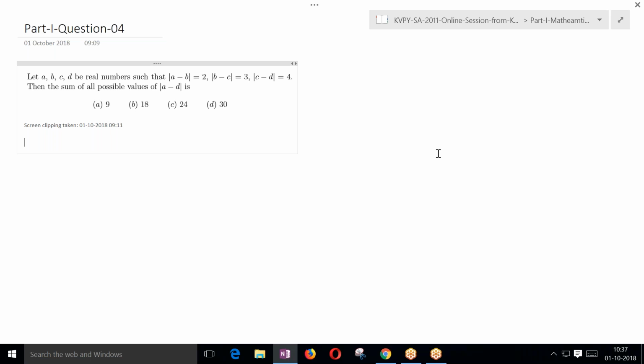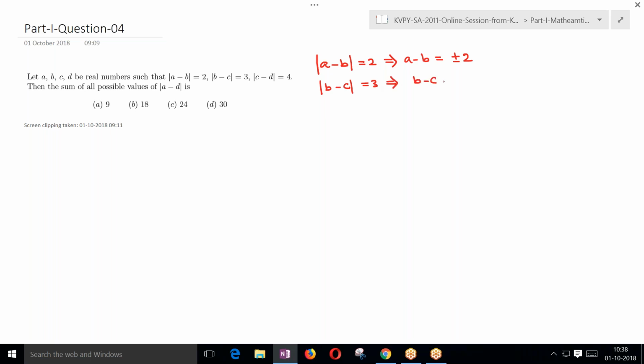So what is given according to the question? It is given mod of A minus B is equal to 2. So this gives us an idea that A minus B is equal to plus minus 2. It is given mod of B minus C is equal to 3. So this implies B minus C is equal to plus minus 3. Mod of C minus D is equal to 4. This implies C minus D is equal to plus minus 4.